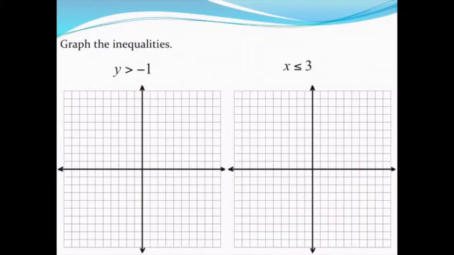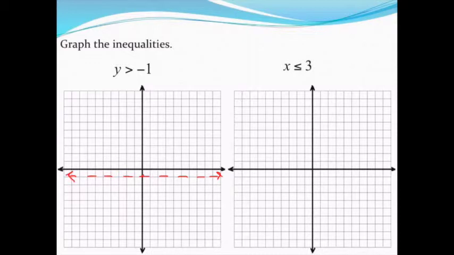Let's take a look at these two. These are just real quick ones, but I want to mention one thing about them. We've got two special lines here, a horizontal line and a vertical line. Remember, when y is by itself, we have a horizontal line. So count down 1 space and then draw a horizontal line. And I'm going to make that dashed because I'm not allowed to be equal to the line, just greater than in this case. So there's my line.